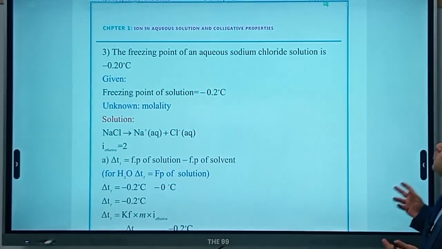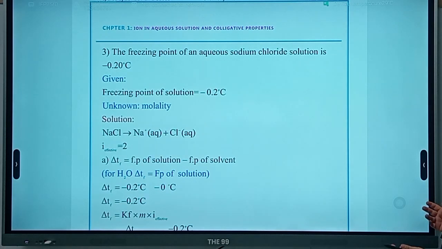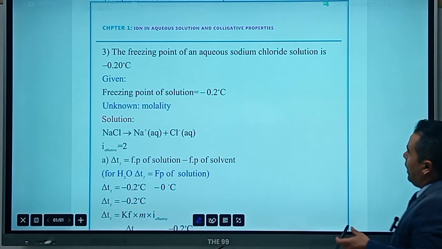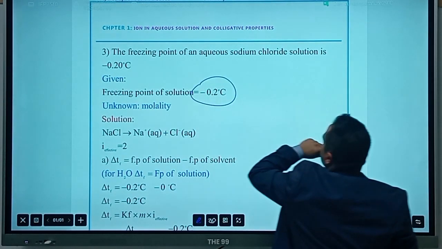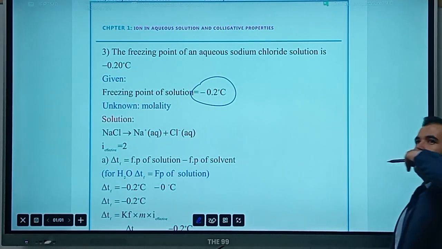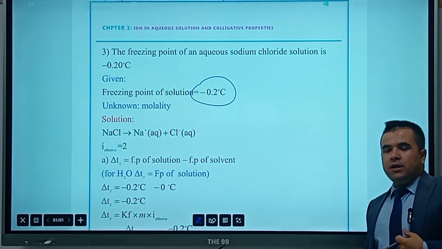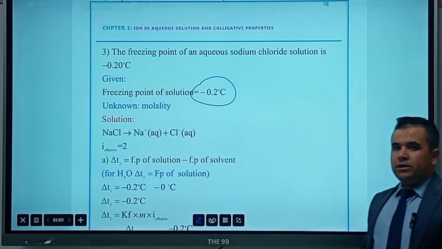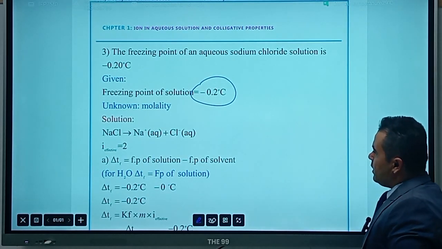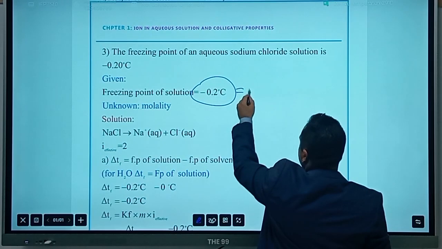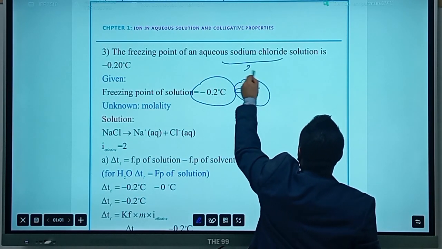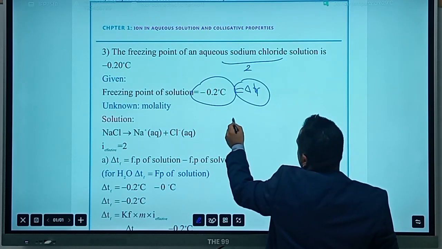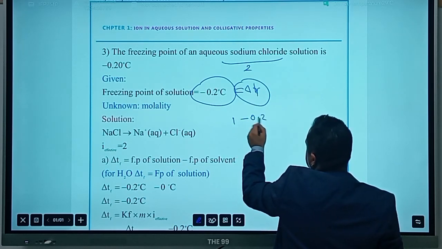The freezing point of an aqueous solution of sodium chloride is minus 0.2. Find the molality. The freezing point of the solution is minus 0.2 Celsius. If the freezing point of the solution is given and water is the solvent, it is directly equal to delta Tf. So we can say it equals the delta Tf of the solution. And sodium chloride, NaCl, has the ion factor of 2, so minus 0.2 Celsius is given.